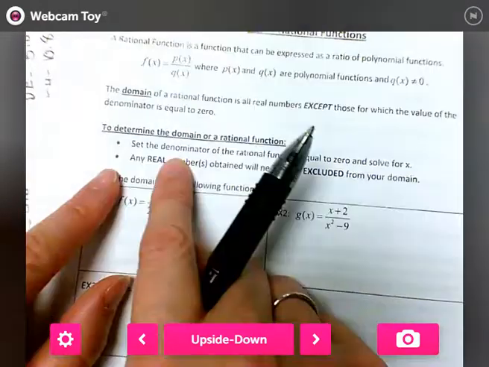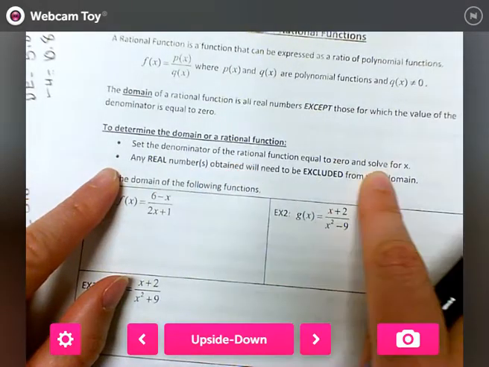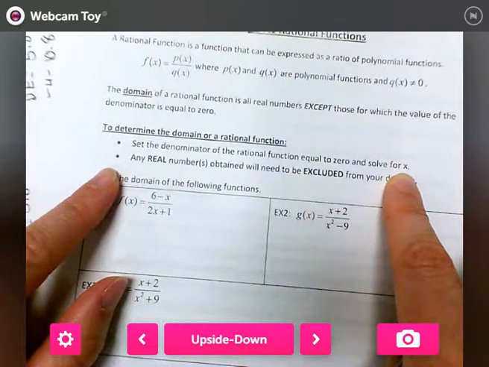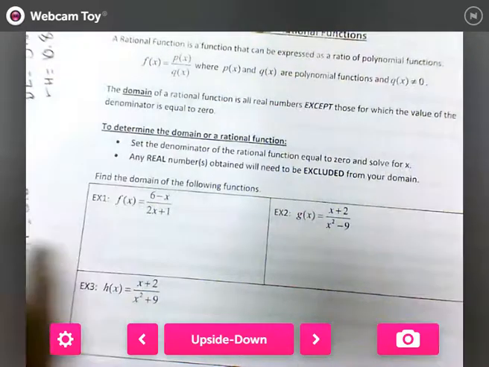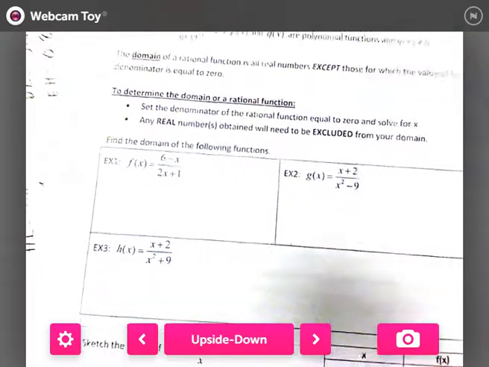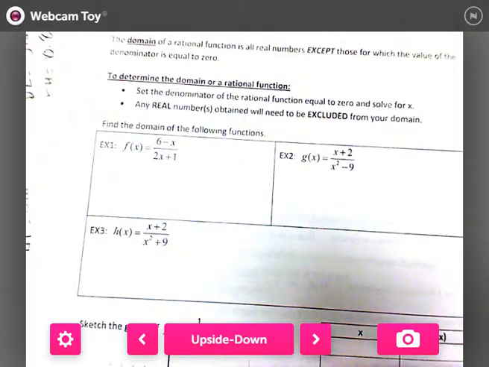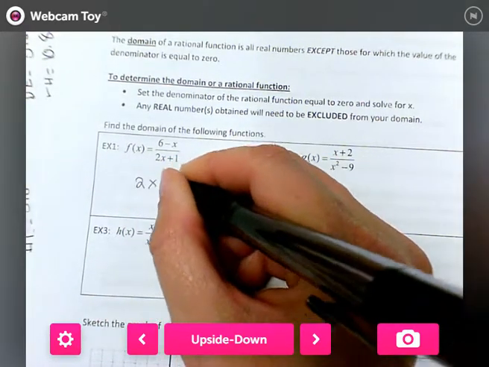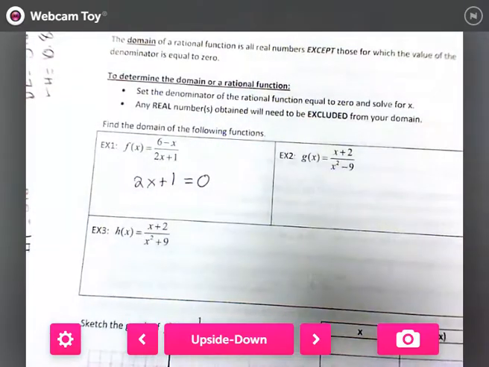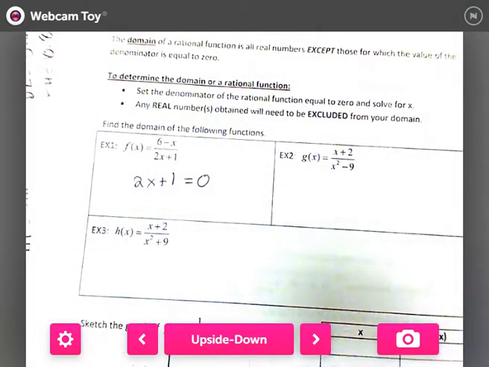We're going to set the denominators of the rational functions equal to 0 and solve for x. Any real numbers obtained will need to be excluded from your domain. So let's try number 1 together, maybe number 1 and number 2. We're going to say 2x plus 1 equals 0. Do you guys see that? 2x plus 1 equals 0.